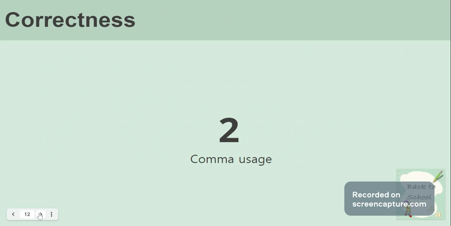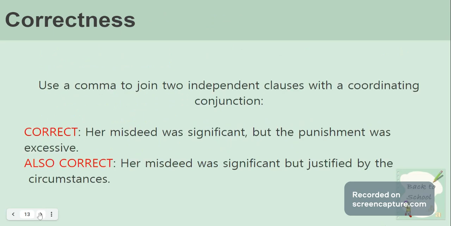And if we're talking about the conjunctions, there is always a comma usage when it comes to correctness. So what are these comma usage? Use a comma to join two independent clauses with the coordinating conjunctions. Okay, once again, coordinating conjunctions is FANBOYS. For, and, nor, but, yet, or, and then so. So if you say her misdeed was significant, comma, but the punishment was excessive, that is acceptable, that's correct.